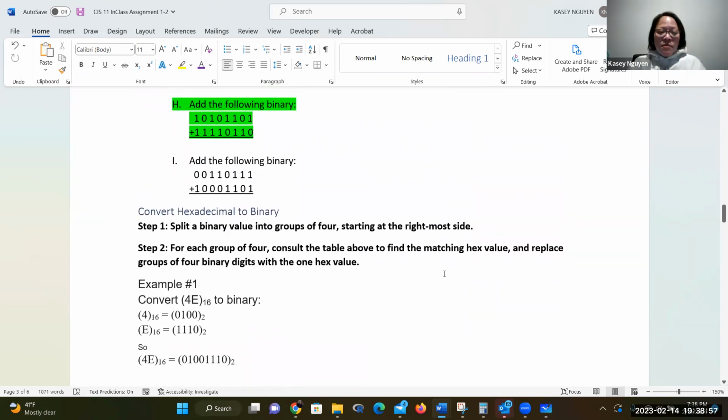So, hexadecimal converted to binary. Some values are in hex, and hex is used for memory addresses. It's also used in coding, like HTML, where you would see hex values used to represent colors. So hex is used in addresses, not just memory addresses.